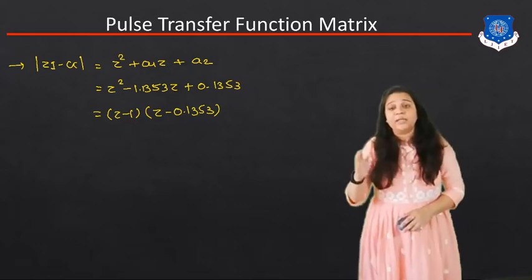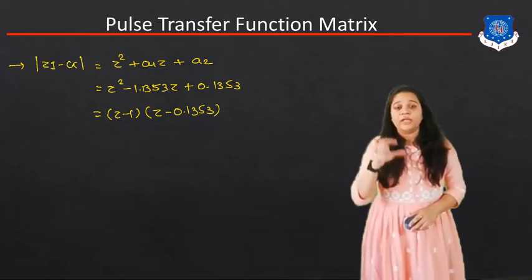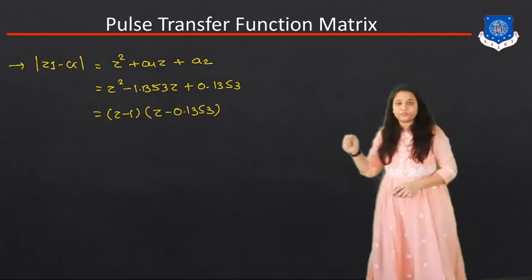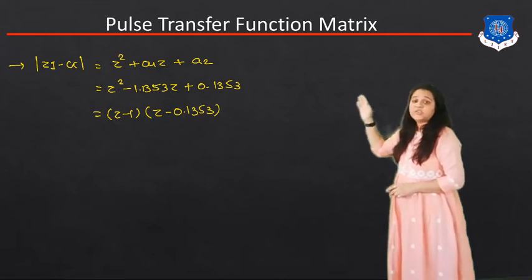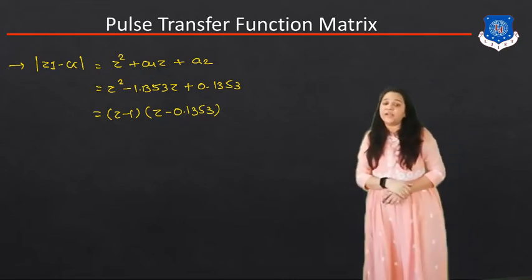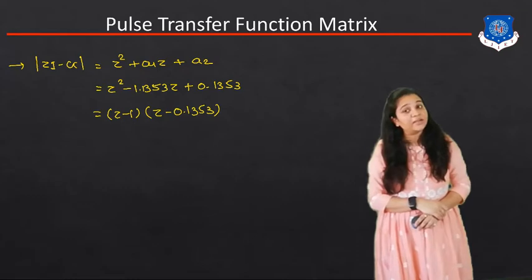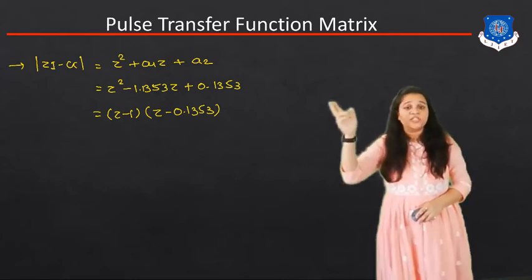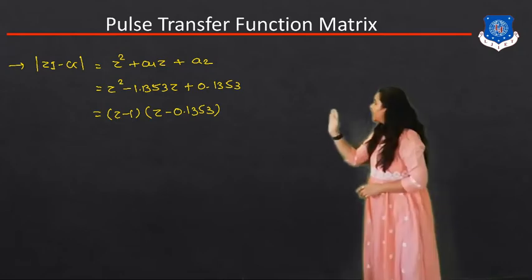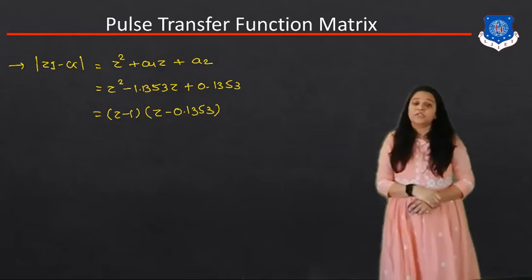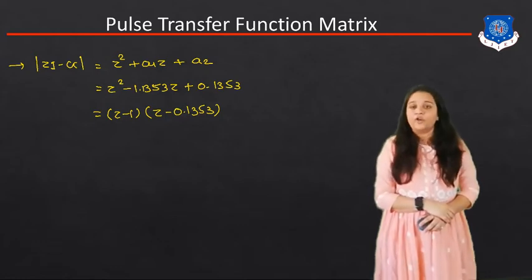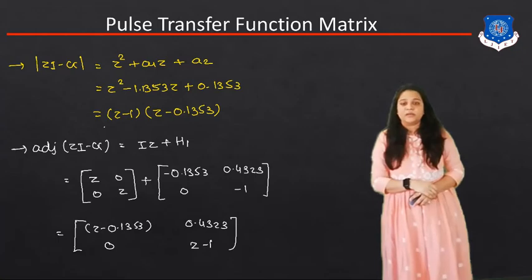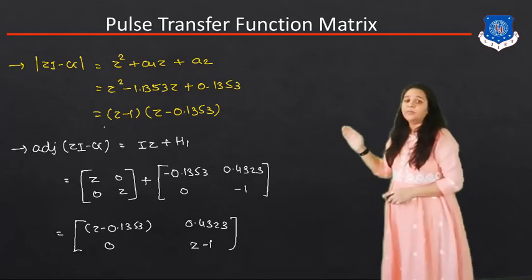So simply here we have to put the value of the a1, a2, a3 coefficients in this particular equation and get the equation. So the equation will become z square minus 1.1353 z plus 0.1353. Simply we have to find the factors of this equation. We can get z minus 1 and z minus 0.1353.